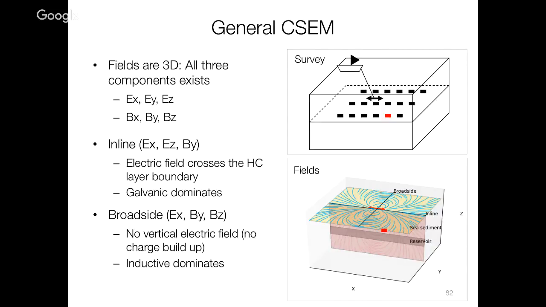Right? On the broadside, the currents are kind of going parallel to the layer. Okay? And so there's no charge buildup on the layer, and you're effectively seeing the horizontal conductivity of this thing. So they sense things in different ways. Broadside induction dominates, and inline galvanic dominates. So the two things that we've constantly been talking about.